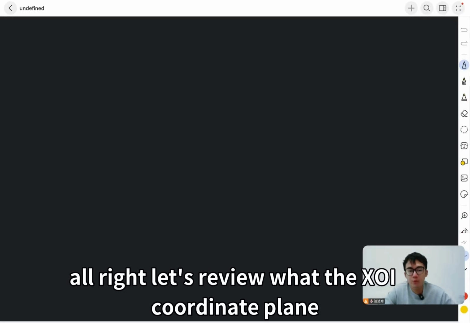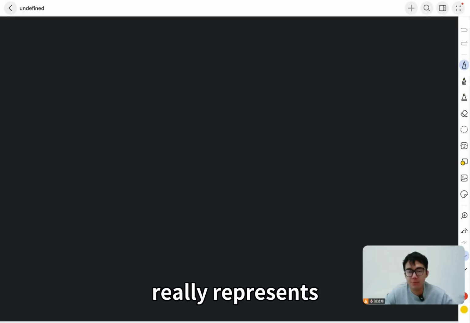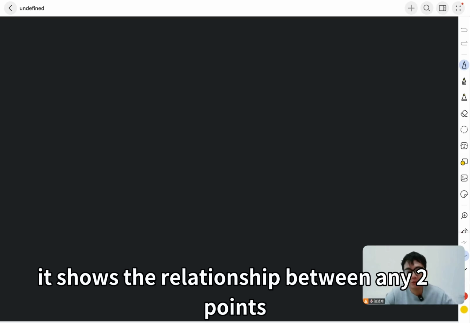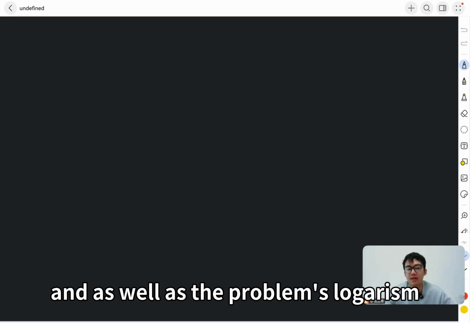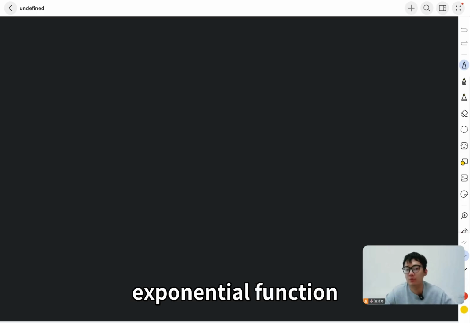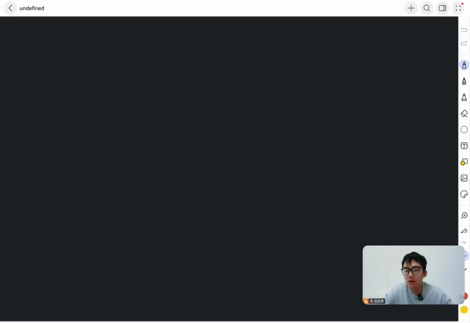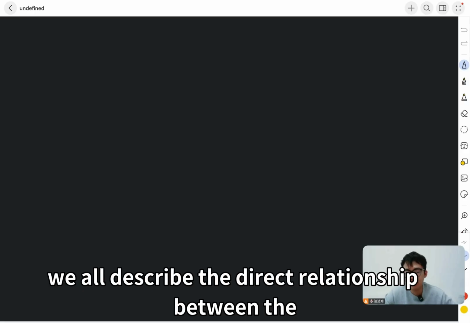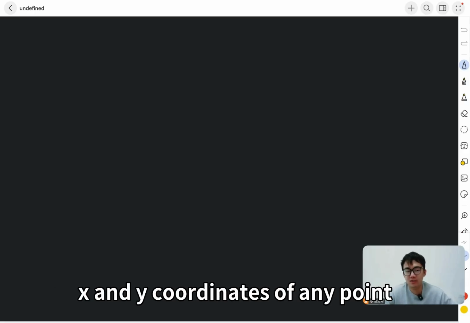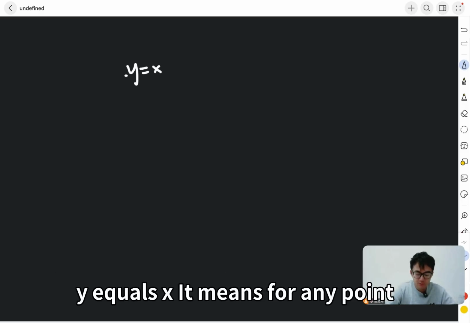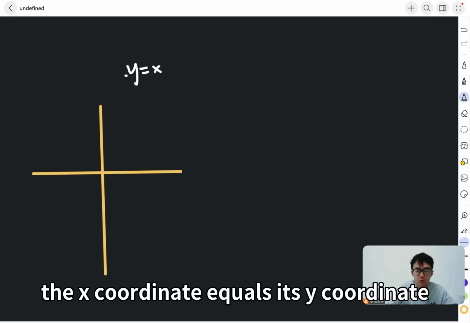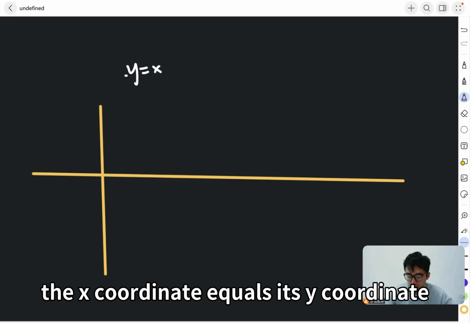Alright, let's review what the x-y coordinate plane really represents. It shows the relationship between any 2 points, describing their positions and lines, as well as the parabolas, logarithm, and exponential functions we will learn later. It all describes the direct relationship between the x and y coordinates of any point. Now let me write a classic line we've learned before. Y equals x. It means for any point, the x coordinate equals its y coordinate.